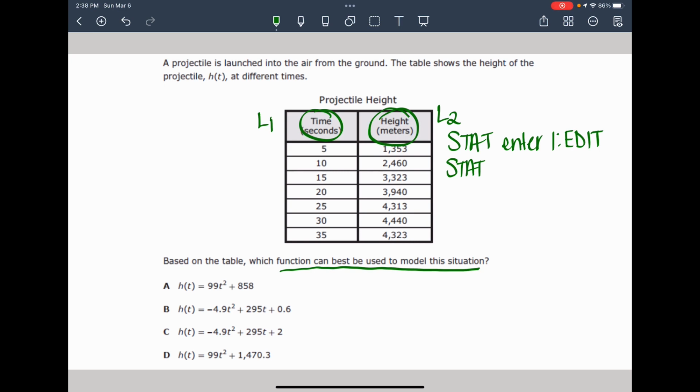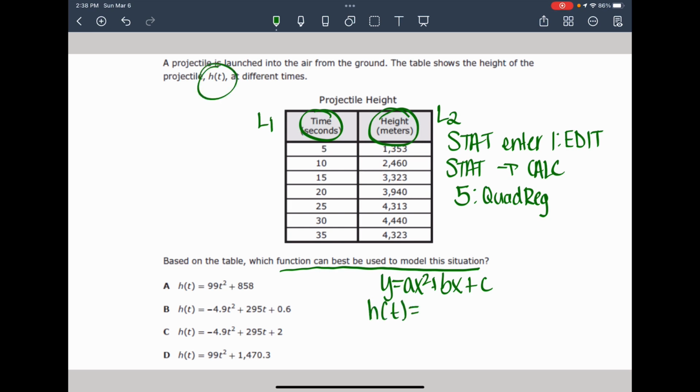Then what you're going to do is you're going to click Stat once again, and then you're going to arrow to the right, and you're going to choose Calculate. Then from calculate, you're going to arrow down, or you're going to click option 5, which is quadratic regression. And then hit enter. Then it'll give you the values of a, b, and c, and it does show you your function is y equals ax squared plus bx plus c, right? It tells you that on the calculator. In this case, y is h of t, so this is going to be h of t equals, and then our x in this case is time.